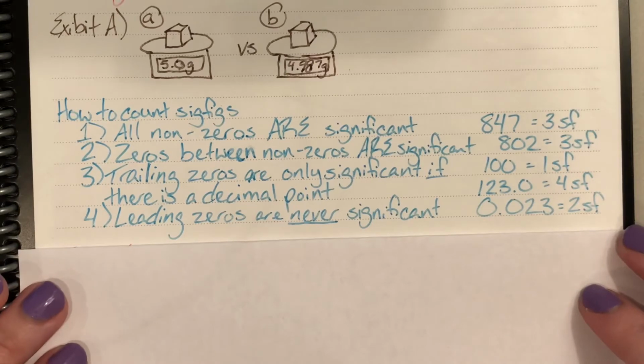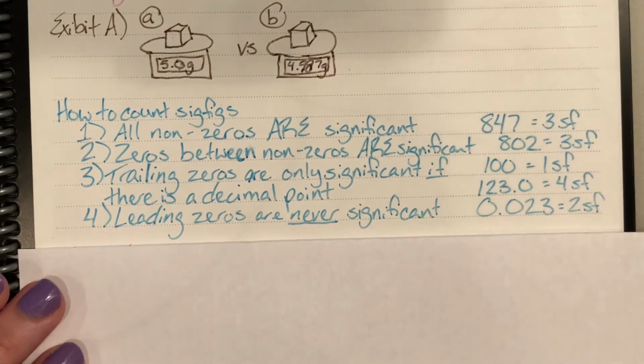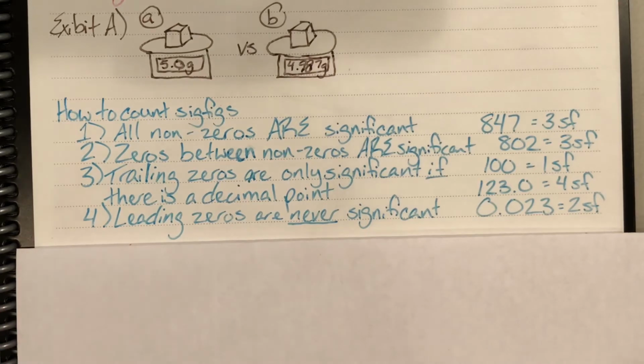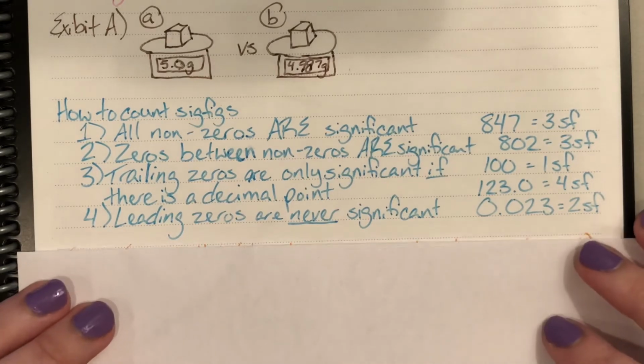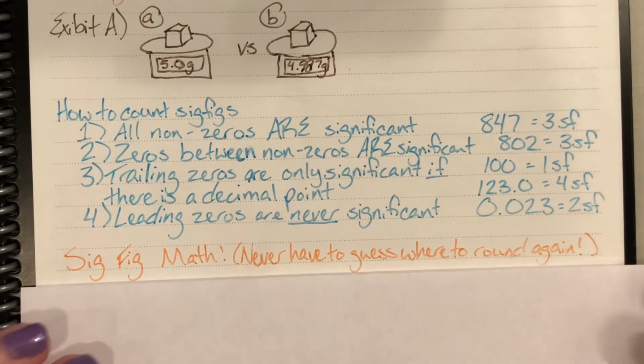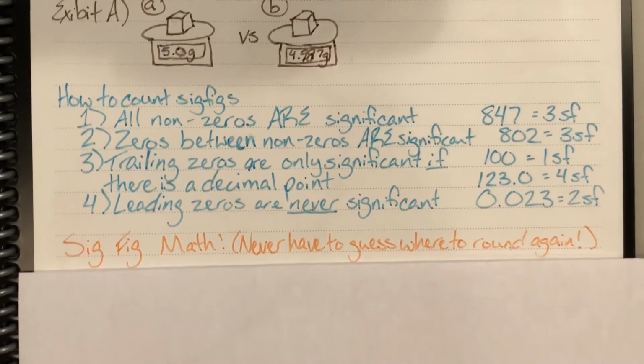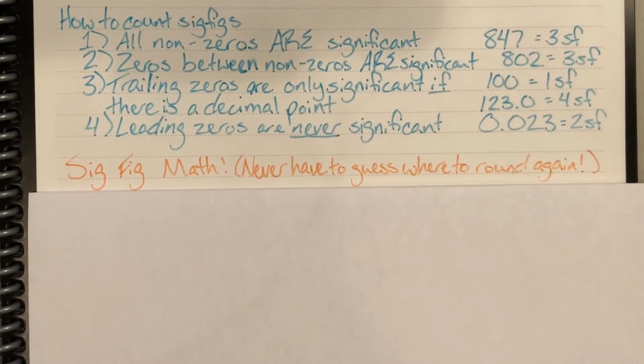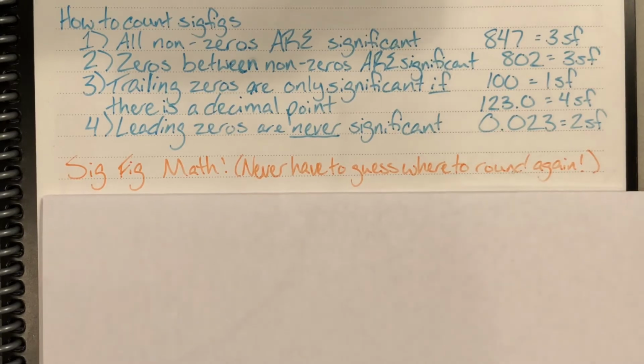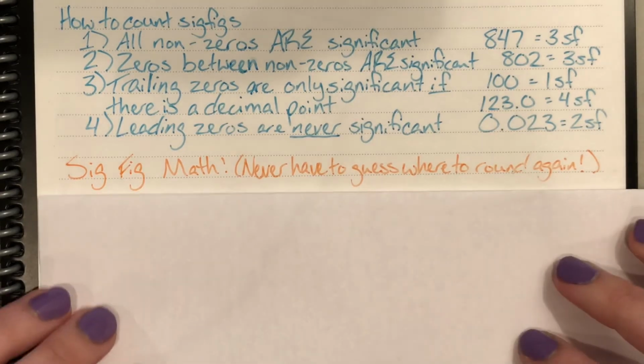Now that we know how to count sig figs, we need to know how to actually apply them, because you're not just going to be given a number and asked how many sig figs are in it. You're going to have to apply sig figs once we've done some math. So we need to learn our sig fig math rules. Sig fig math makes math a lot easier, in my opinion, because I never have to read through the directions or guess exactly where my teacher wants me to round. Sig fig math will tell me exactly where to round every single time in every single circumstance.